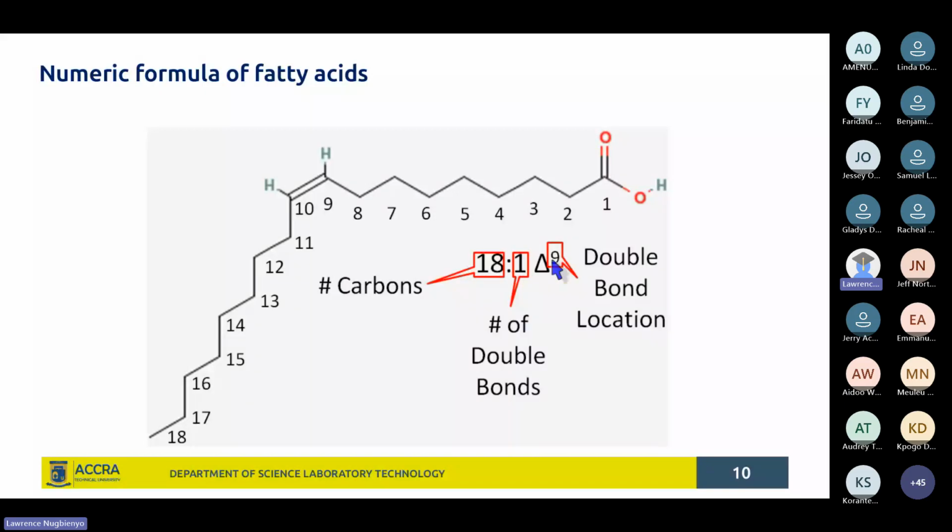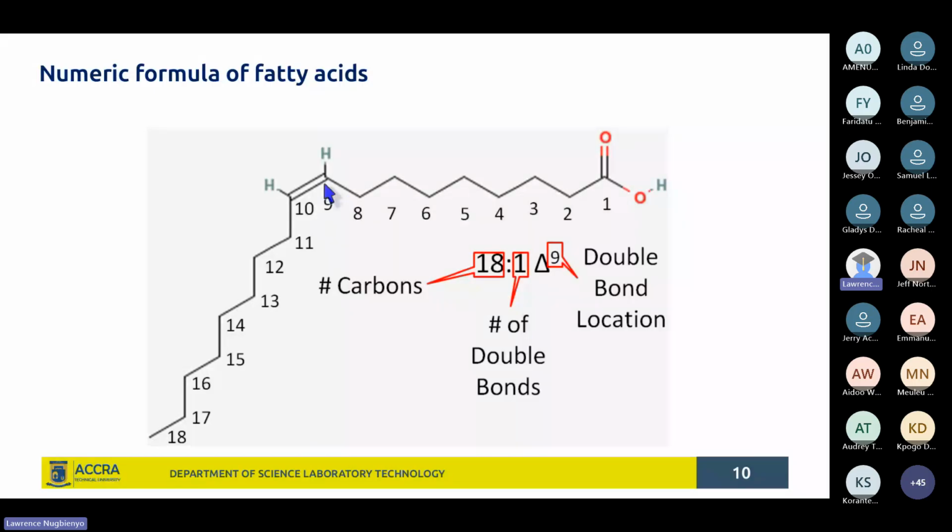And you have delta 9. Delta 9 is telling us the position of the double bond. So this whole structure can be represented as 18:1 delta 9. And delta 9 means the double bond is on carbon number 9. That is, if you are counting from 1 up to the last number, the double bond between carbon number 9 and carbon number 10. That is what is represented as delta 9. Take note that this is not the same as having the double bond between carbon number 8 and carbon number 9.